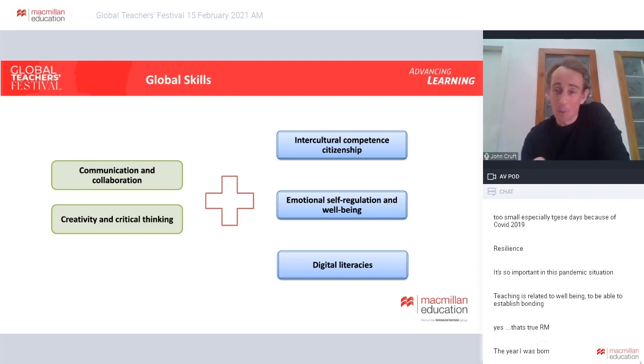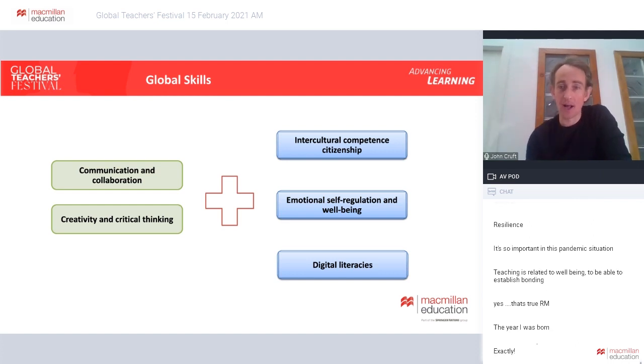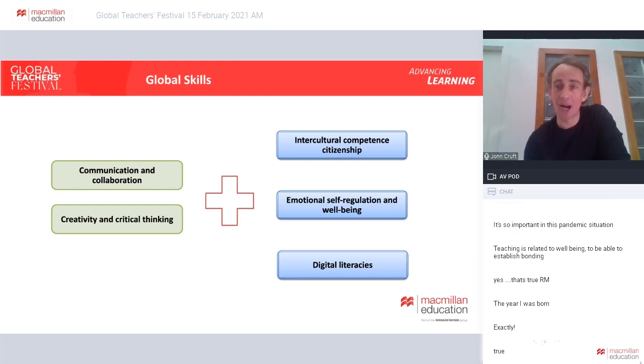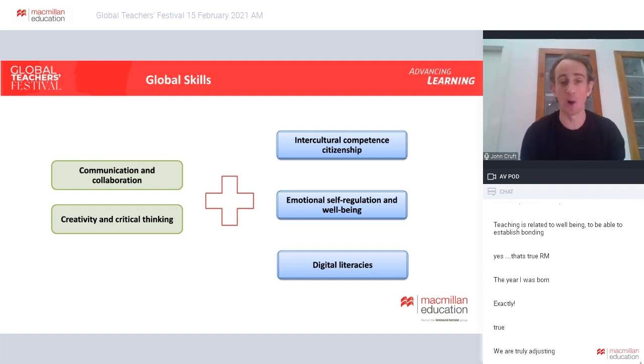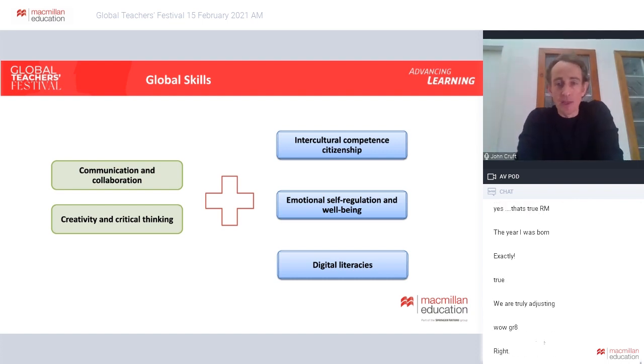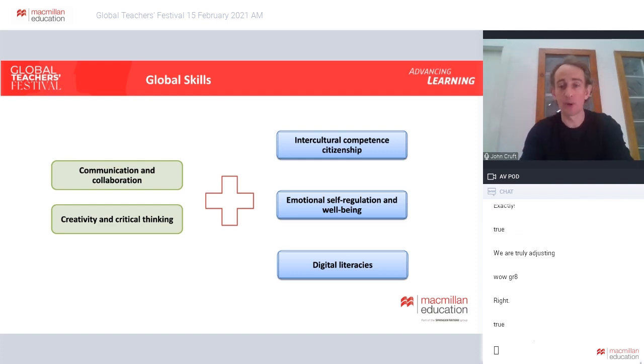So what we will talk about today is not only developing these skills for our students, but as teachers, we also need to develop those skills, the knowledge, even the attitude, for teaching global skills, to keep up and stay relevant ourselves as well. So let's use these key areas as our starting point today.